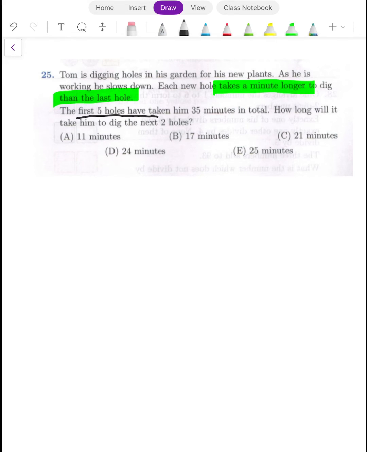Now, first 5 holes have taken him 35 minutes in total. How long will it take for him to dig the next 2 holes? All right, now, as we know that he is not working at the same speed, his time is increasing with each next hole that he's digging. But let's say that in total it's 35 minutes for 5 holes. So if he was working at the same speed, if he took the same amount of time for each hole, so 5 holes took him 35 minutes.